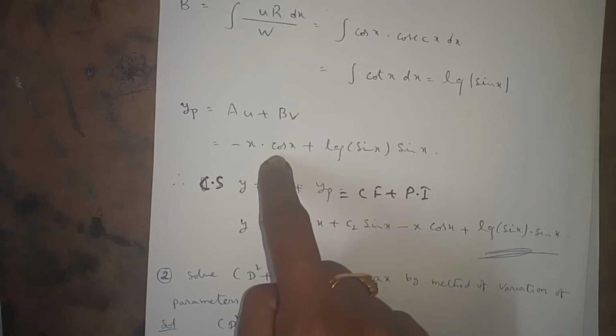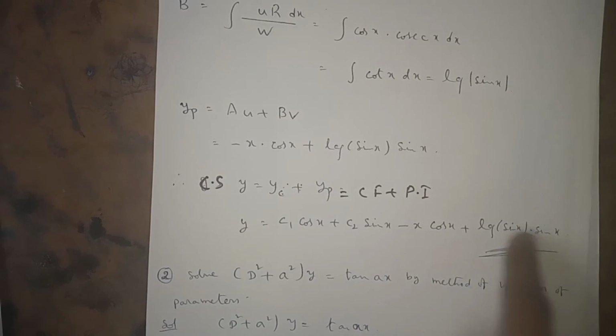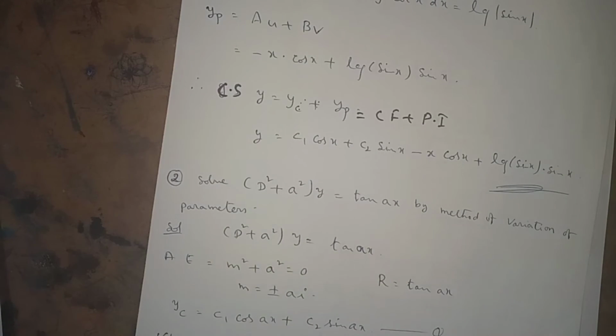Pi means yc minus x cos x plus log sin x into sin x. This is the complete solution. Like this you have to do. It's a repeatedly asked question, very very important once again.